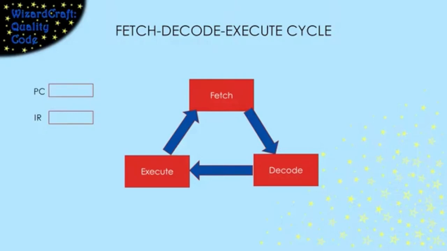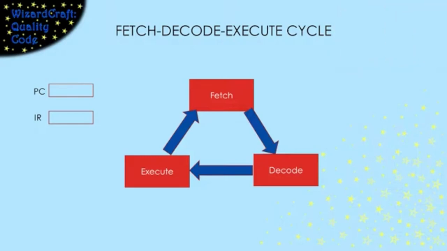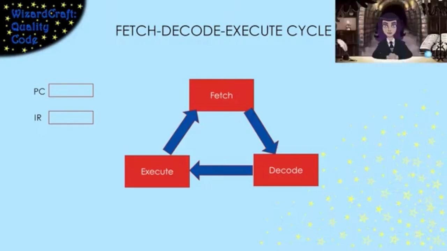There are two registers that are important for this cycle to work. Remember, registers are a set of special purpose storage locations that are inside the CPU. The program counter, or PC, holds the address of the next instruction, and the instruction register, IR, contains the instruction that we are currently working on. So the fetch part of this is essentially read the memory location the program counter points to and store that data into the instruction register.